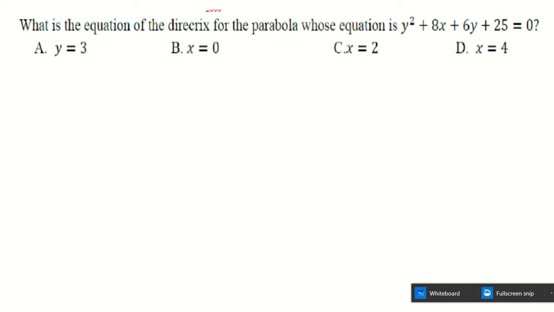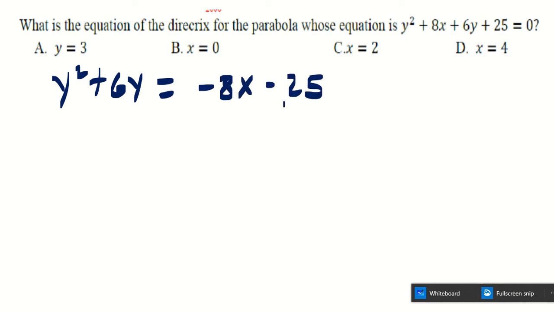The next question is also a conic section. It says, what is the equation of the directrix for the parabola? We are asked the directrix. The parabola is given to you here, so we need to write it in standard form. This is a horizontal parabola because the y is squared. So y squared plus 6y is equal to negative 8x minus 25. What did I do? 8x and 25 shifted to the right side because the square is the y.